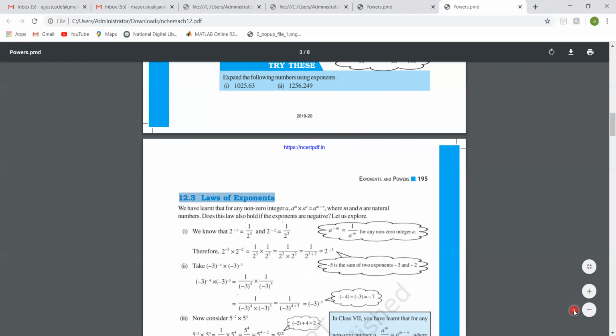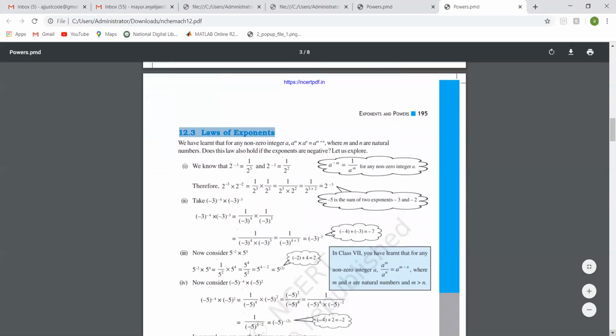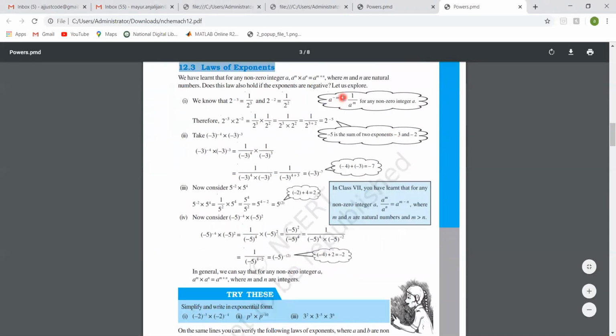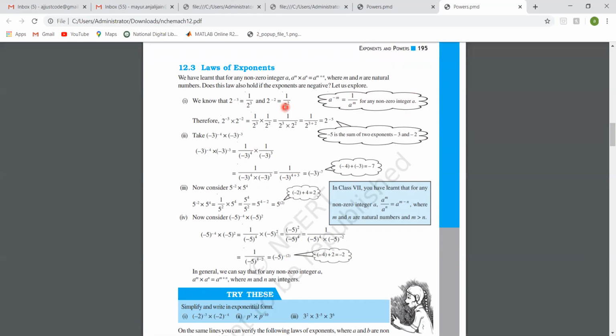So my first law is what you read above: a raised to the power minus m is equal to 1 upon a raised to the power m for any non-zero integer a. So you can see here 2 raised to the power minus 3 is equal to 1 upon 2 cube. So this is my first law.